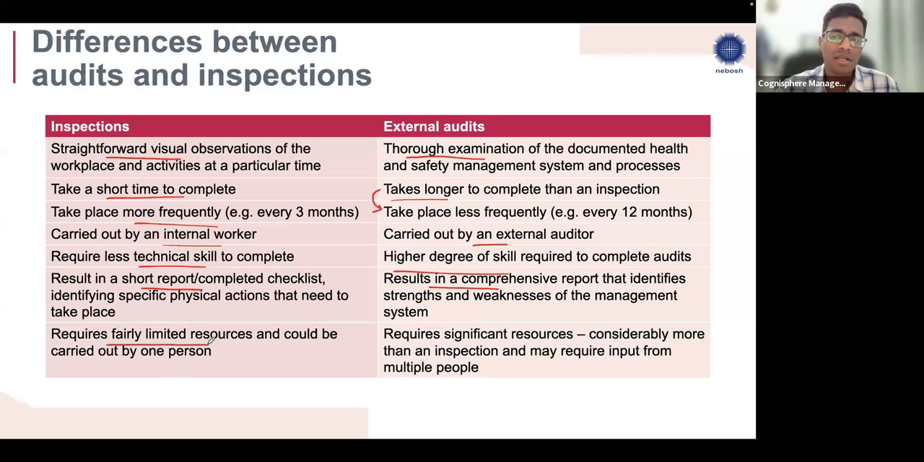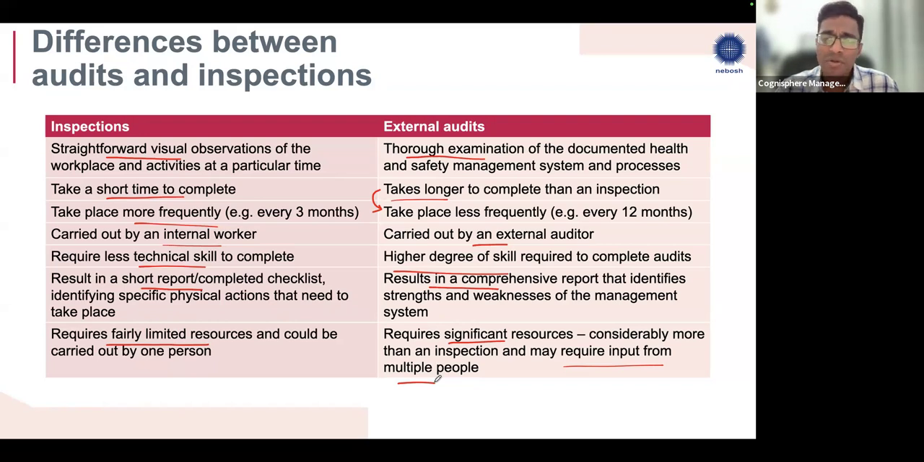Inspection requires fairly limited resources and could be carried out by one person. So one person can do the inspection with just the help of a checklist. But for an audit, it requires significant resources. So if an audit is going to happen for 5 days, for 5 full days you would be engaging the auditor from the client side. So more than an inspection, it may require more input from multiple people. You have to make people from the workshop available on day one, from the office day two, from the storage facility day three.